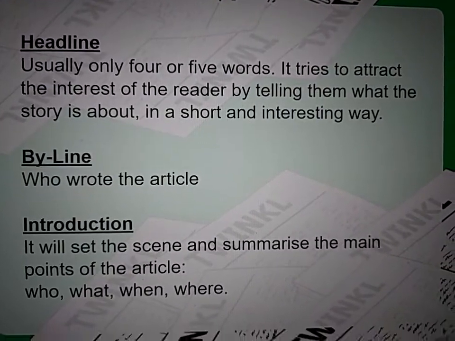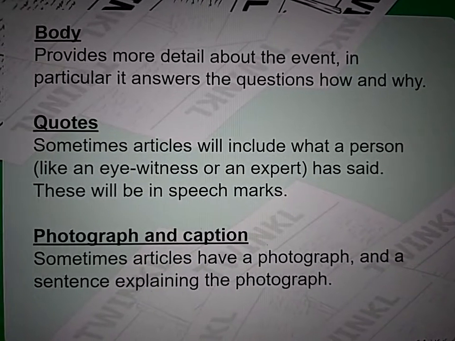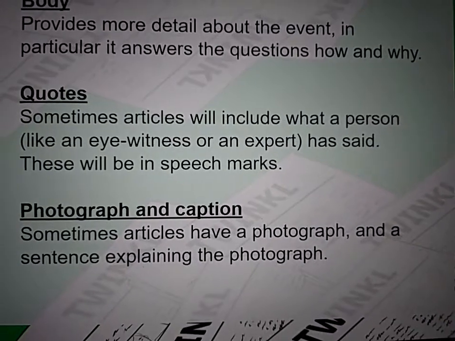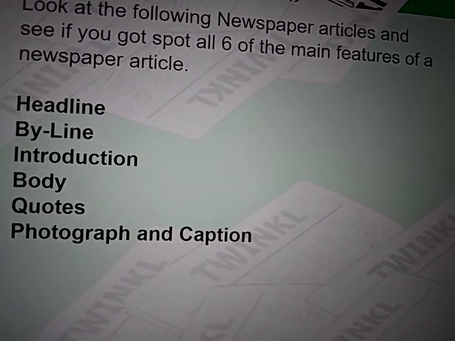Okay, so again, if you need some time to get those written in your book, pause if you need to write those down. They're the first three, and they're the second three, so six in total. What I'd like you to do now is to go through the three newspaper articles in this slideshow, and see if you can spot in each one the headline, the byline, the introduction, the body, the quotes, and any photographs and captions. See if you can spot all six in the next three.